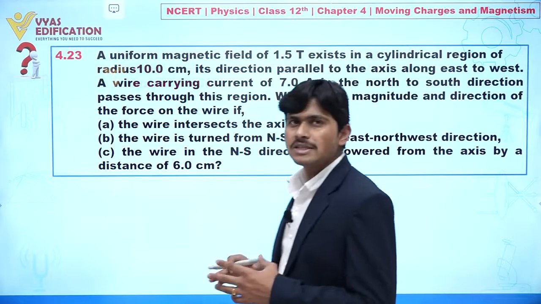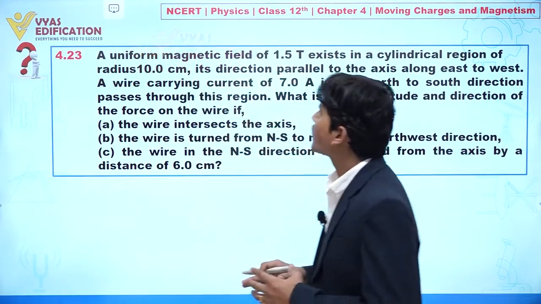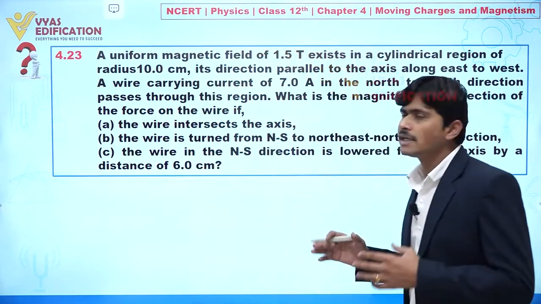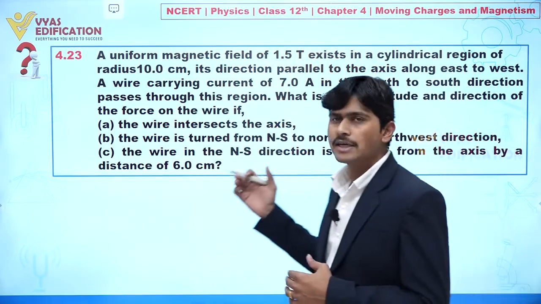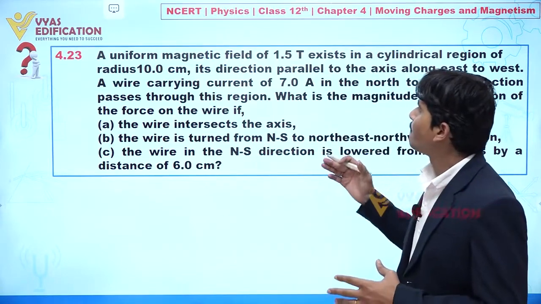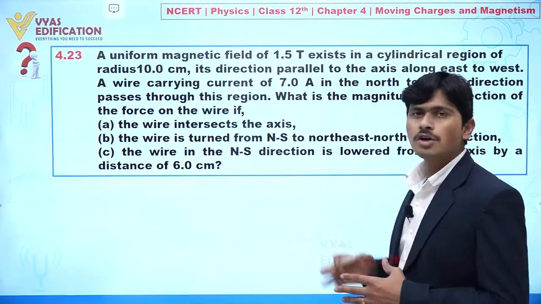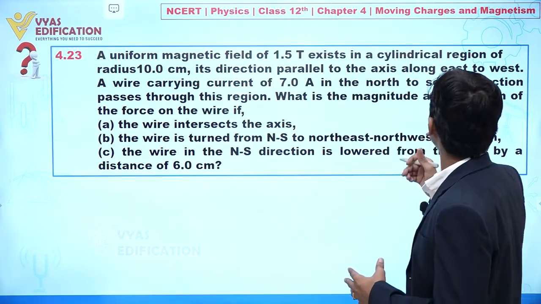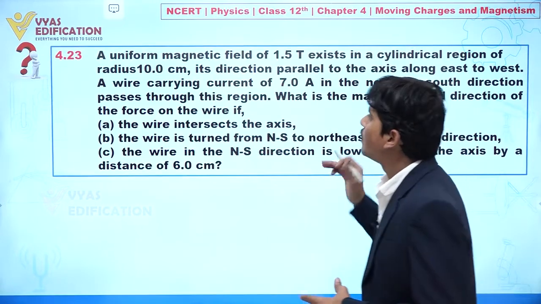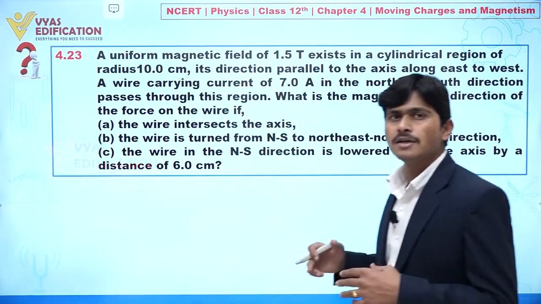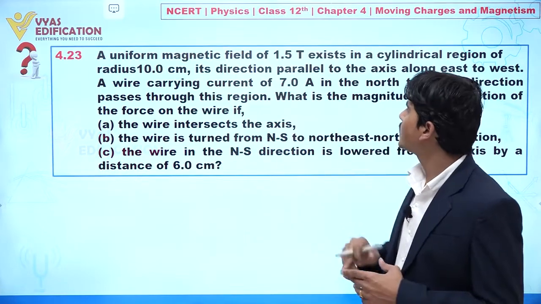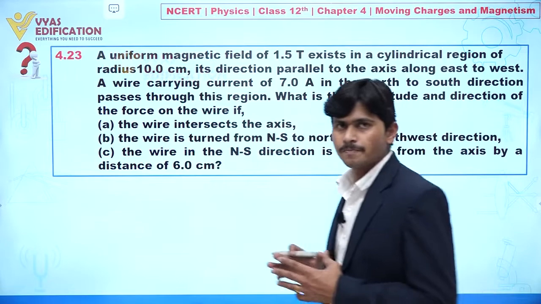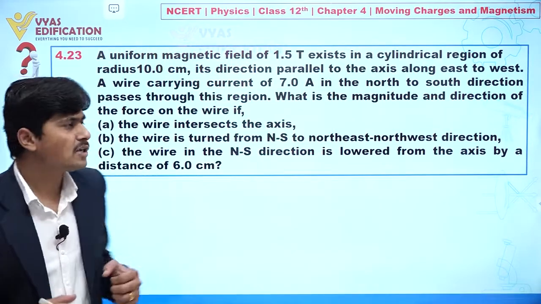So actually you can see in this question we have a uniform magnetic field that exists in a cylindrical region. The radius of that cylindrical region is also given to you, and the direction of the magnetic field is along the axis, east to west. Clear? Now it is also given that we have a wire going through this cylindrical region, having current 7 ampere, from north to south direction. Fine. So let us try to solve this question.